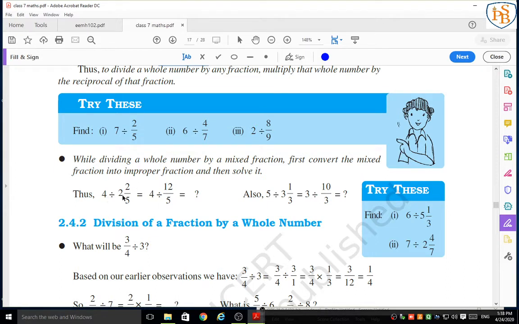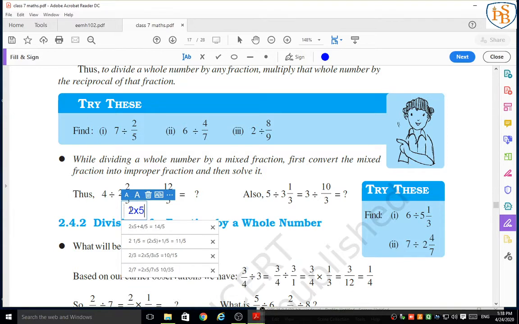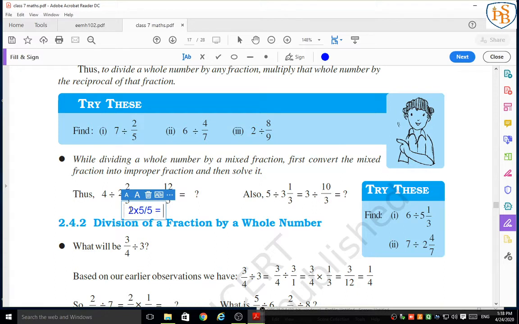4 divided by 2 and 2 upon 5 is equal to, they wrote here 4 as given in the question, divided by, now this is again converted. Look at here how they converted 2 and 2 upon 5. We have to multiply the cross number, that is 2 into 5 upon 5. 2 5s are 10, but before that we write it in a bracket, so it will be very easy for you to understand.